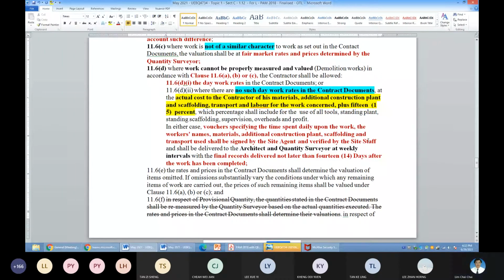11.6E is for omission. Very interestingly, any item that is omitted, you must use the BQ rate, because the BQ rate will be the basis for valuing all the omission. No other principle, only the BQ rate to evaluate your omission.